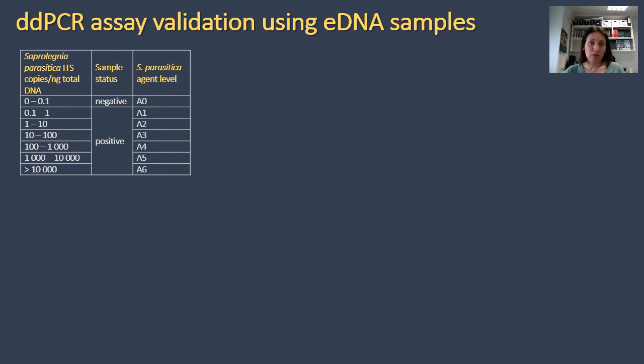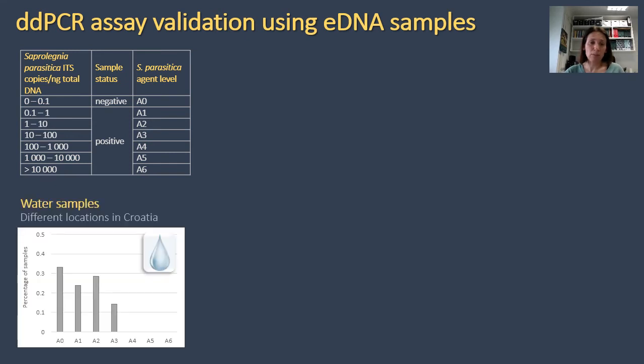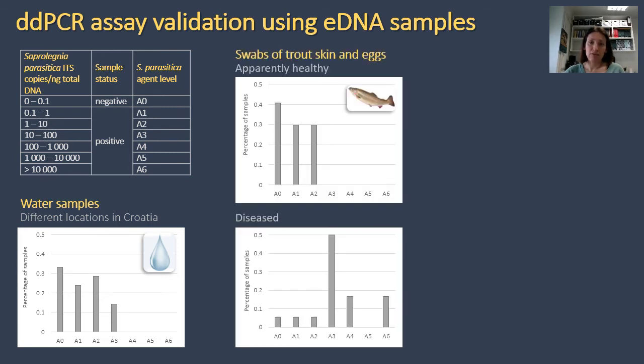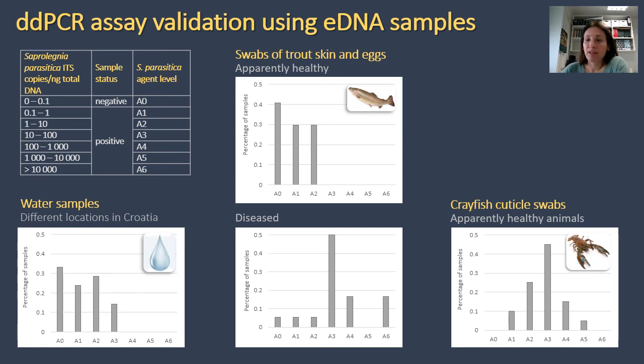And we have validated our assay using a variety of environmental DNA samples, like water samples, collected at different locations in Croatia that were positive for Saprolegnia parasitica in more than 50% of cases. Also, we were able to detect Saprolegnia parasitica at the surface of skin and eggs of trout that was healthy and that was diseased. And finally, we were able to detect it on the cuticle of crayfish. This was the first evidence of Saprolegnia parasitica there.